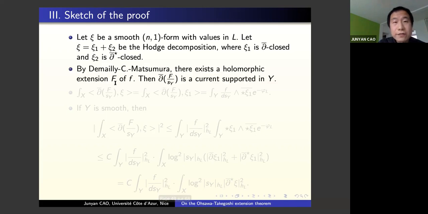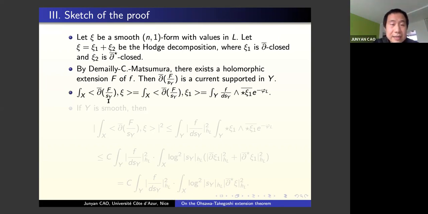Now, as we explained before, under the curvature condition of L, we can always find an extension. We can always extend the small f to the total space X, but in general, we cannot control its L2 norm. But in any case, we can always find a holomorphic extension. Therefore, once we calculate the d-bar of this quotient, it's a current which is supported on Y. Now let us calculate the product of this current with xi.